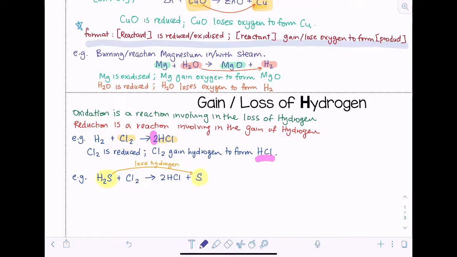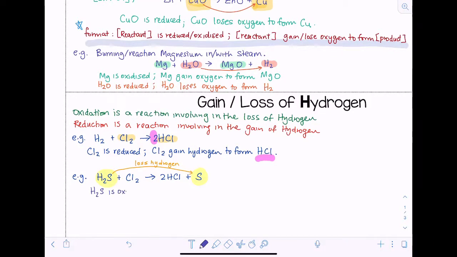So how do we pick up from here? We can say that H2S is actually oxidized, and my supporting statement is that H2S loses hydrogen to form sulfur, S. And there you go, easy peasy. Now you start to get the hang of writing statements like this, and that's how it should have been up to this part of the explanation.